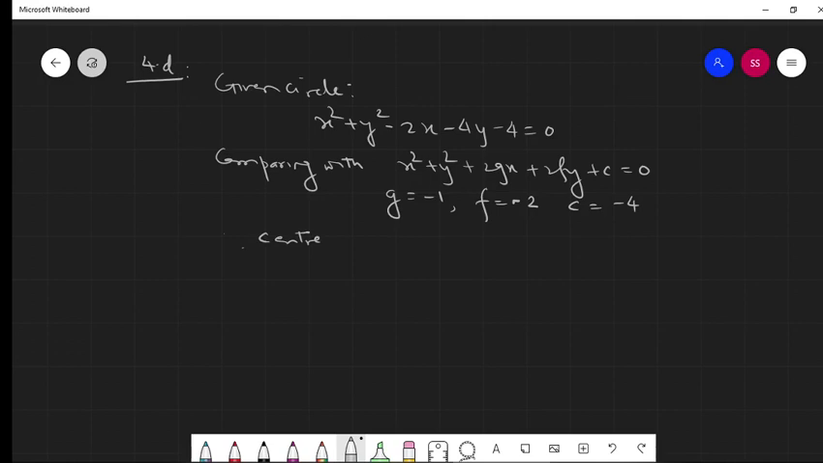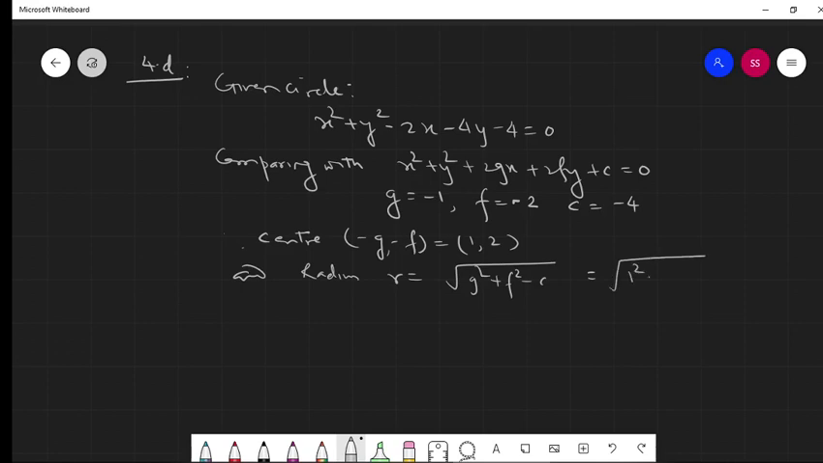Therefore, center (minus g, minus f) equal (1, 2), and radius r equal root under g square plus f square minus c, equal root under (minus 1) square plus (minus 2) square minus (minus 4). C is minus 4. So what is the radius? Simply g square is 1, f square is 4, c is minus 4.